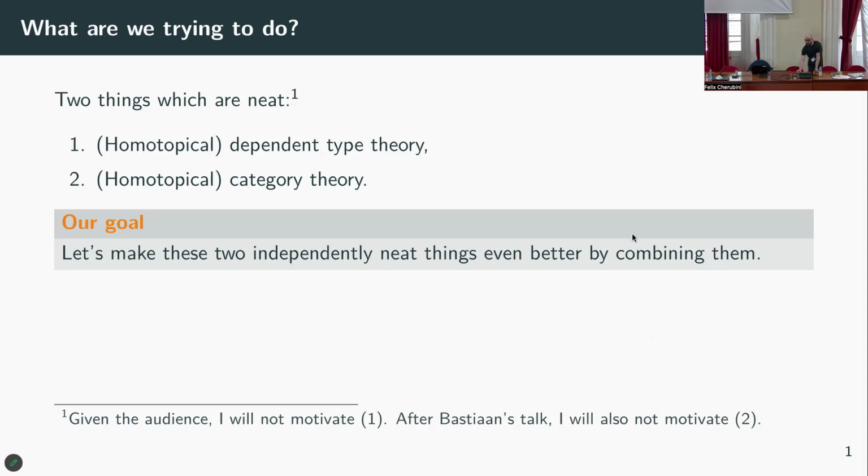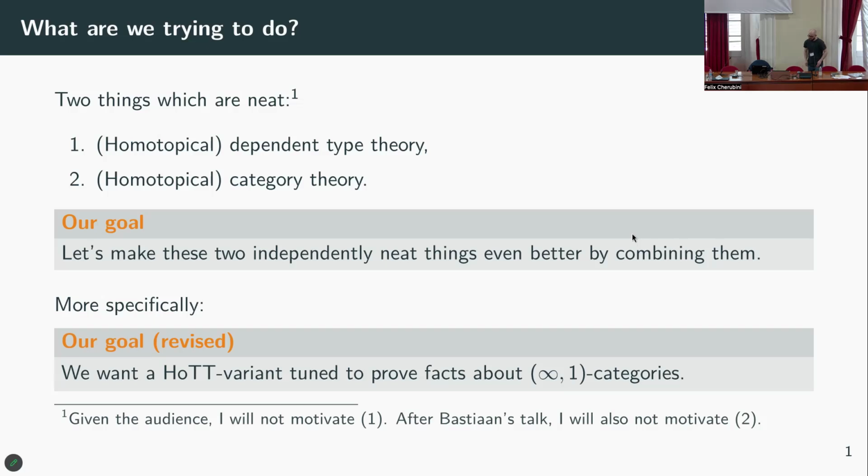Yeah? So specifically, I want to talk about a variant of homotopy type theory, which is sort of tuned for proving facts about infinity one categories. So the goal here is to formulate a type theory that lets us prove facts about ordinary infinity one categories as mathematicians use them. All right?